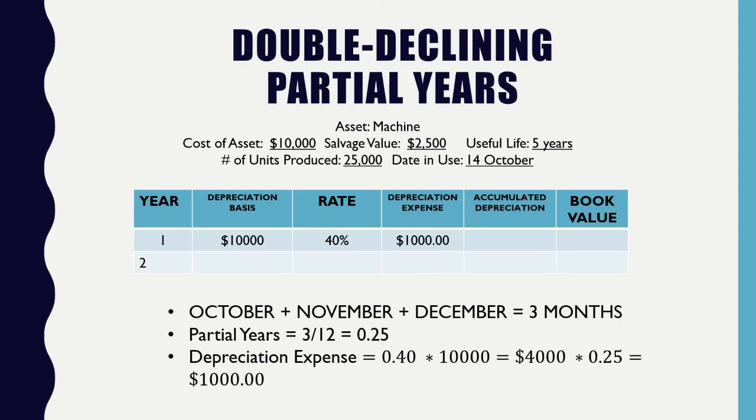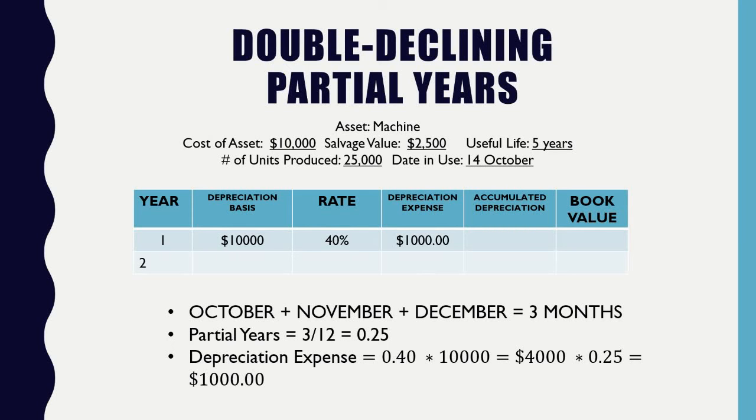So what you want to do is you can take the 4,000, which is the depreciation expense for the whole year, and you can multiply it by the 25%, or if you just want to keep it in fractions, which is completely okay as well, you can divide it by 4, or you can multiply it by 3 and divide it by 12, right? Because those are all going to be the same thing.